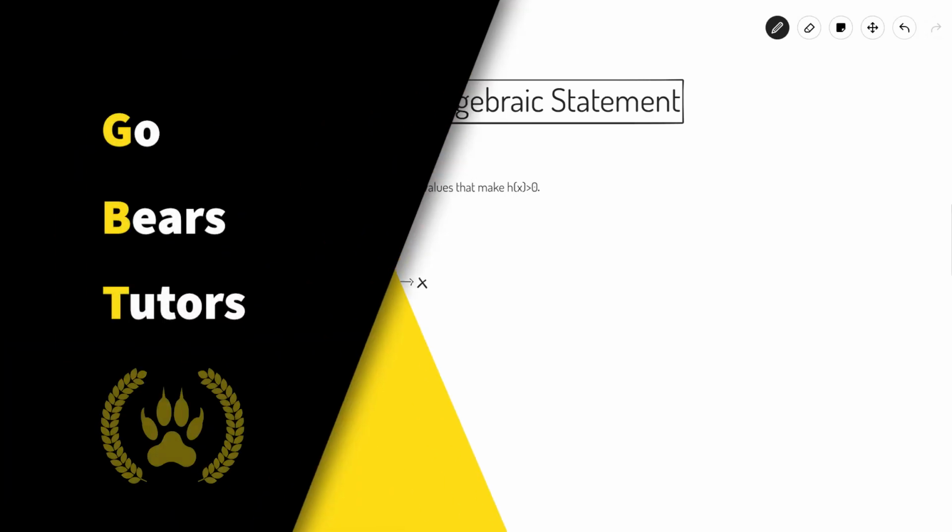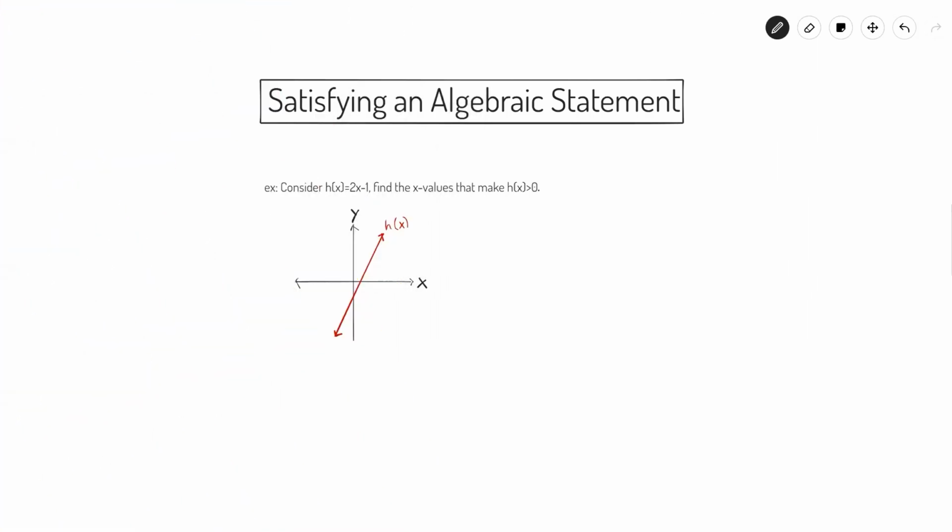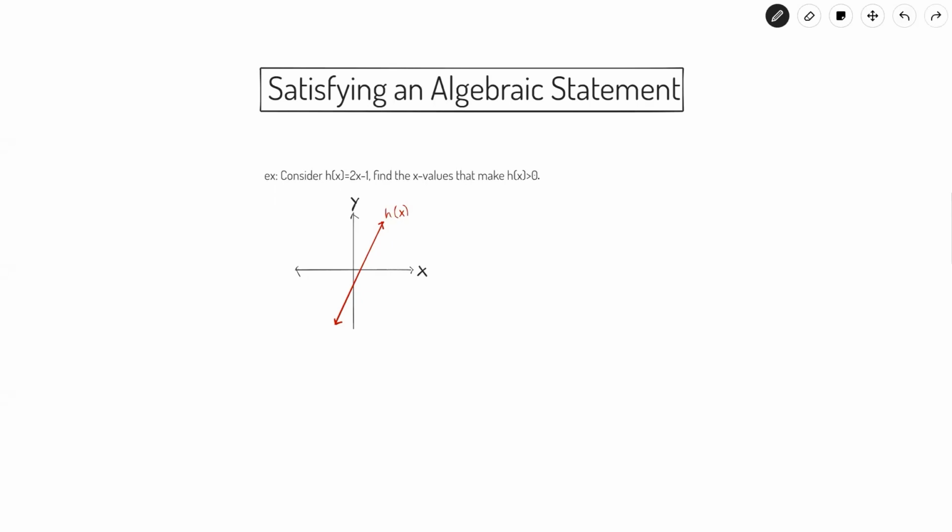Hello everybody! In this video, we will be exploring how to satisfy the given conditions of some algebraic statement. To do this, we have an example problem here. It says, consider the function h of x that's equal to 2x minus 1. I want to find the x values that make this function h of x greater than 0.